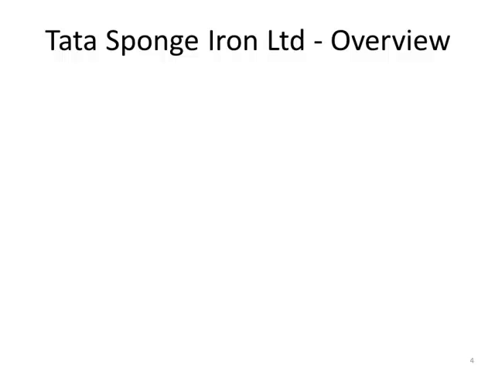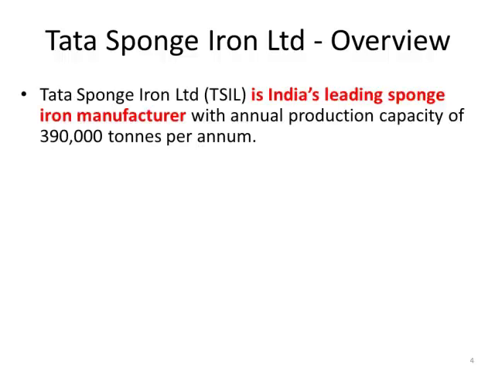Tata Sponge Iron Limited overview. So Tata Sponge Iron Limited, or TSIL, is India's leading sponge iron manufacturer with annual production capacity of 390,000 tons per annum.